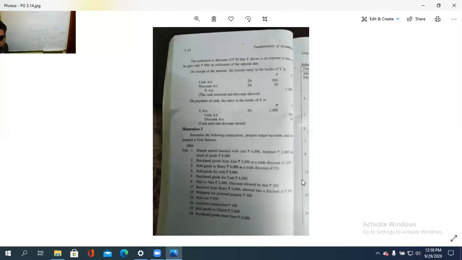Then paid to Alex 2,000, discount allowed by him 200. So how is it? Alex's is 5,000, of which 4,500 is what was to be given to Alex in that case. Of that, paid to Alex is 2,000. So Alex debtor 2,000, discount allowed is 200. So discount allowed account debtor 200 to what is that? Cash. How much? 2,200.